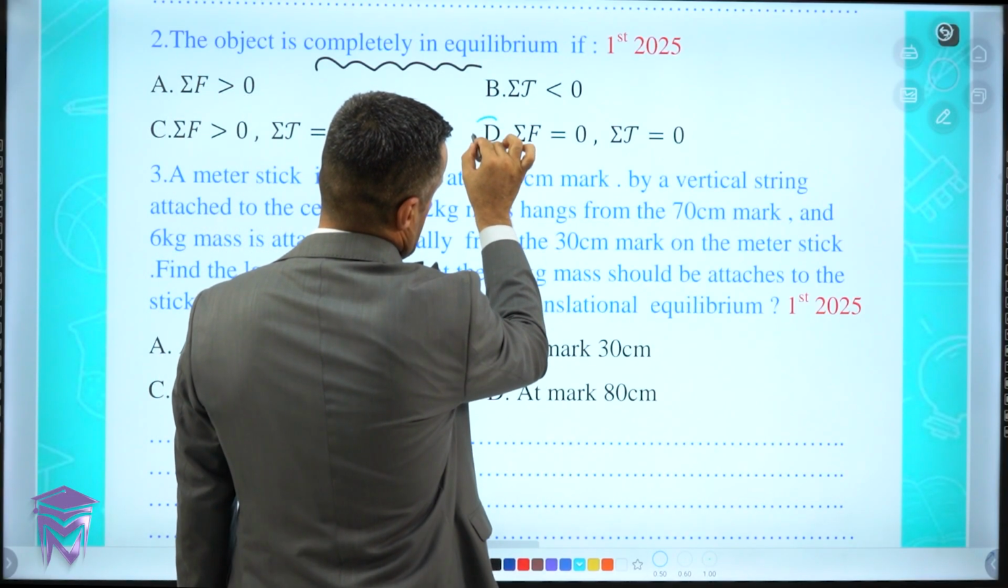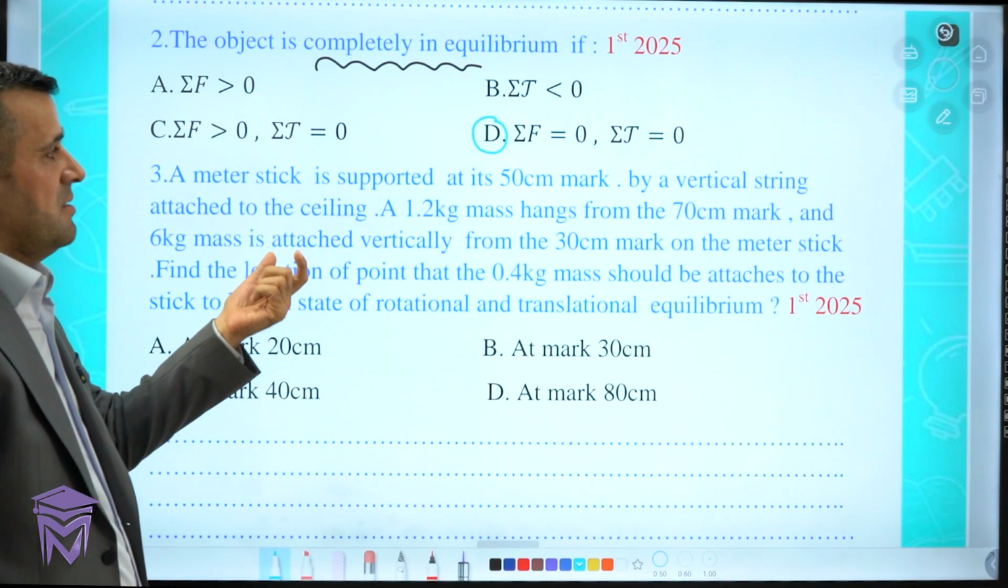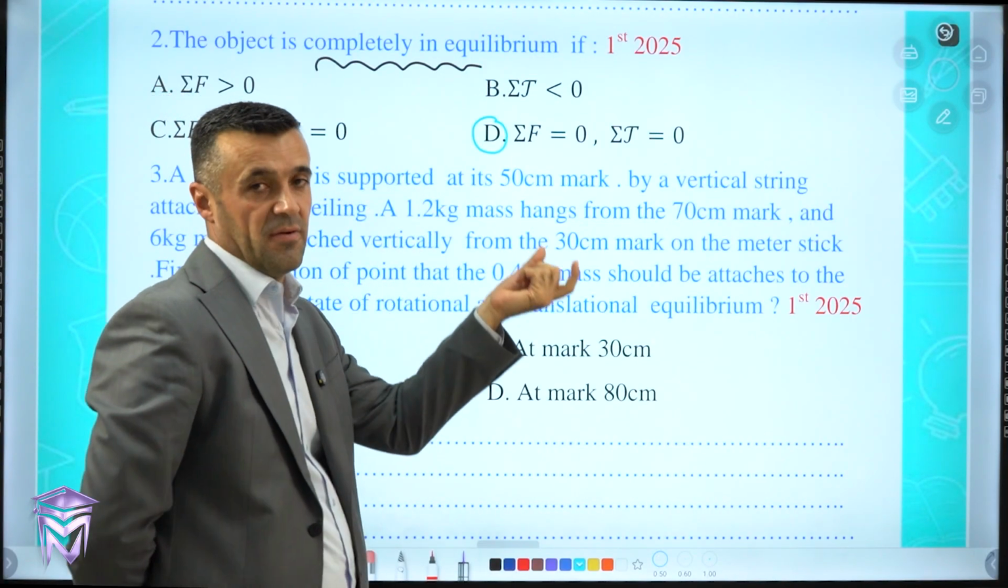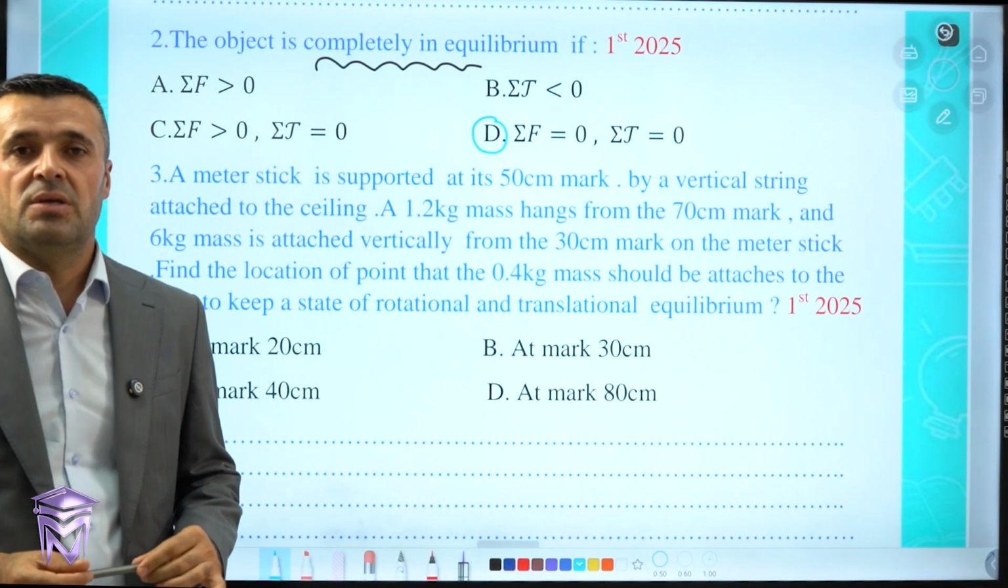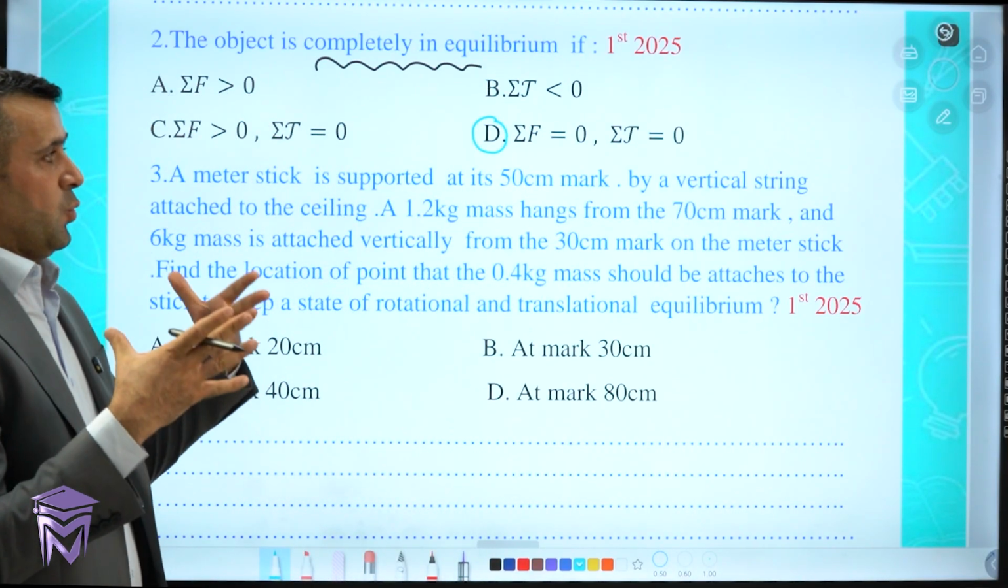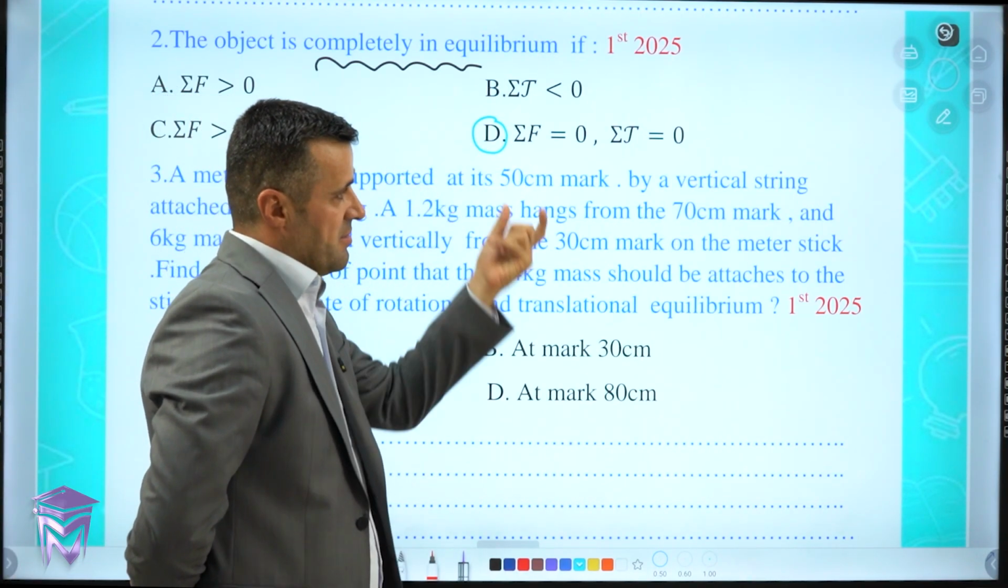Then we can select option D. Option D is correct: summation of force equals 0 and summation of torque equals 0. Then we can decide, select option D. Thank you.